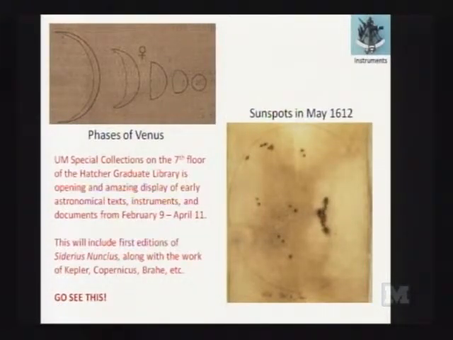This display will include first editions, very first editions, of not only Galileo's Sidereus Nuncius, but also the principal works of Copernicus, Kepler, Tycho Brahe, and others. I mean, it's amazing that a few hundred yards from here, all these books exist. And it's wonderful that we all get the chance to go and see them. So I would definitely carve out some time in your schedule to go and see it. It's a very rare opportunity to have a personal contact with the history of science like this.